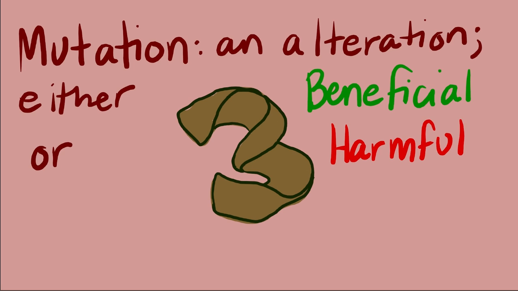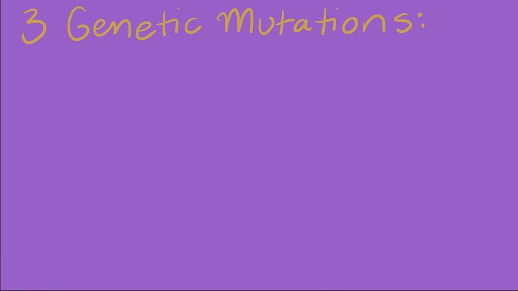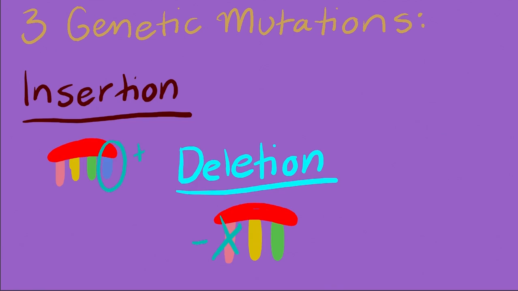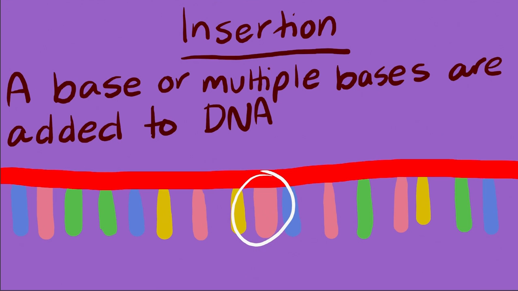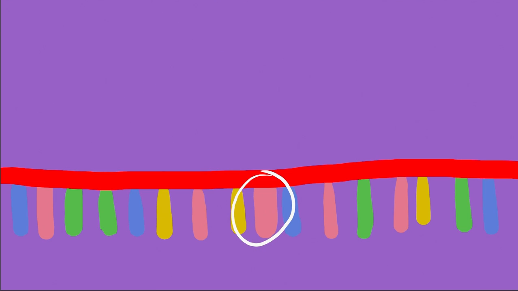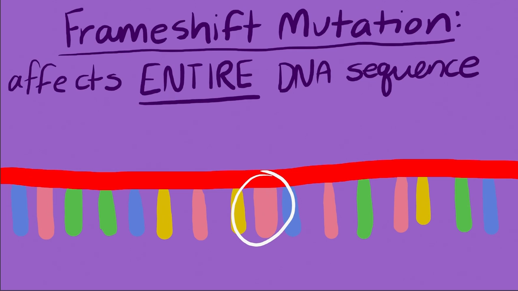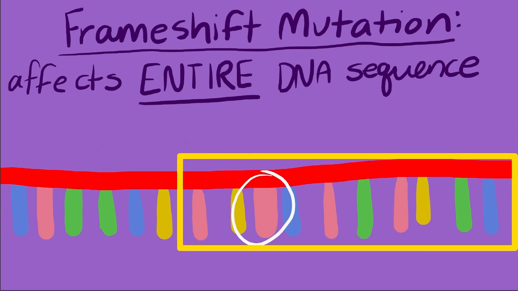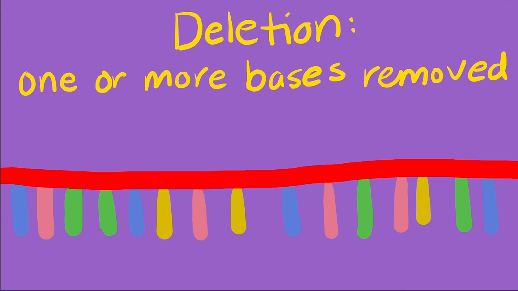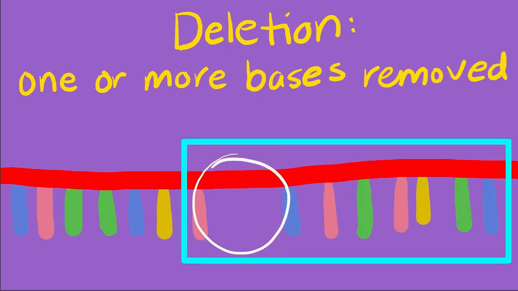A mutation will occur. A mutation is a flaw or flaws in the genetic code of an organism. There are 3 mutations: insertion, deletion, and substitution. Insertion is when a base, or multiple bases are added into a DNA strand. This is an example of a frameshift mutation, in which the rest of the codons will be affected. Another frameshift mutation is deletion, in which a nitrogenous base or multiple bases are deleted from a DNA sequence.